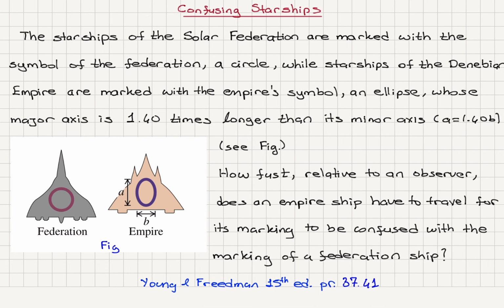Okay, so we were told that the starships of the Solar Federation and the Danubian Empire have different markings. One is a circle, the other one is an ellipse, and the ellipse has its major axis 1.4 times its minor axis. So if we look at the Empire spaceship from a reference frame that measures the lengths to be contracted, when the Empire ship moves on the y-axis, this A will appear to be equal to B, and the ellipse will turn into a circle, so we can confuse it. We could get confused with the Federation ship. And how fast should it travel?